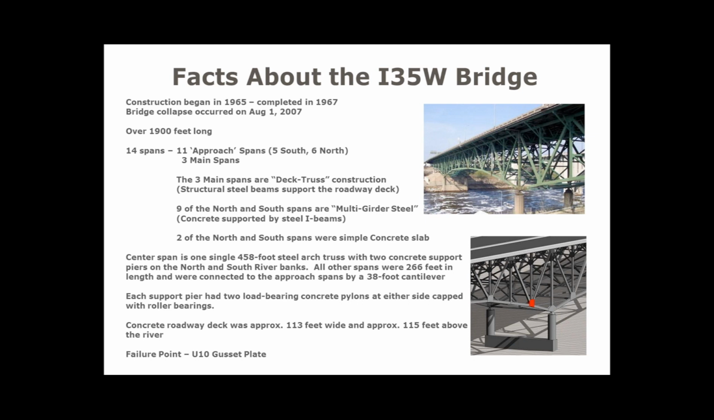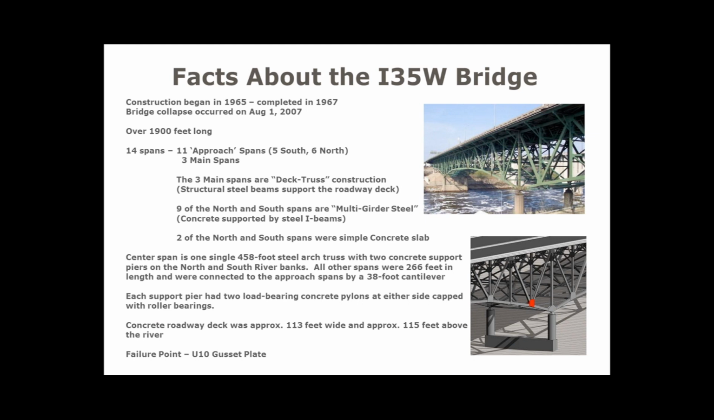I think there's 9 of the north and south spans are multi-girder. And then 2 of the north-south spans were just simple concrete slab. Now, obviously, this is back in the 60s. The design and engineering of bridges has evolved and changed, and so some of this construction was very prevalent at the time. It's interesting to note that this bridge was designed with only one system. There was no redundant system as we do today.